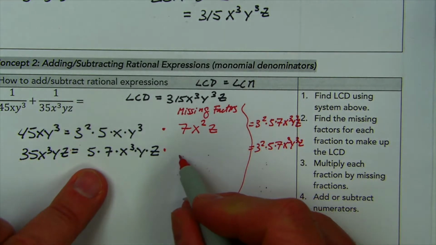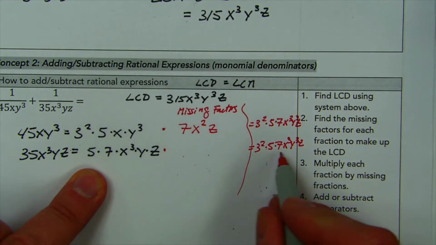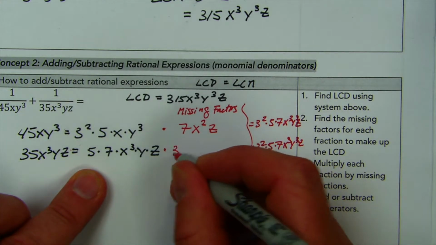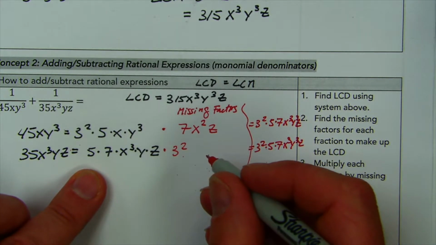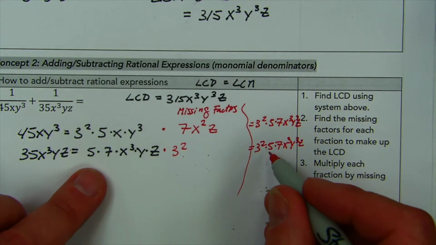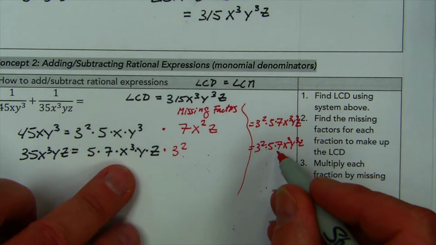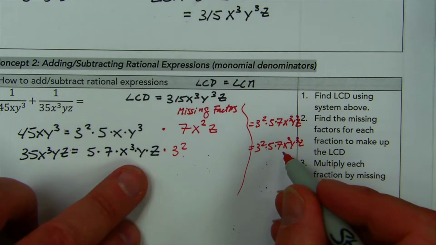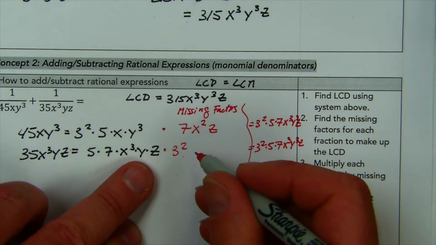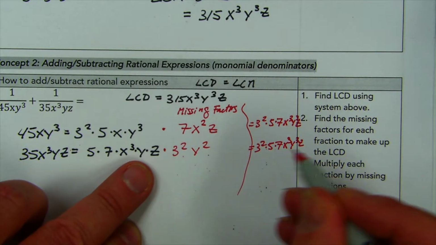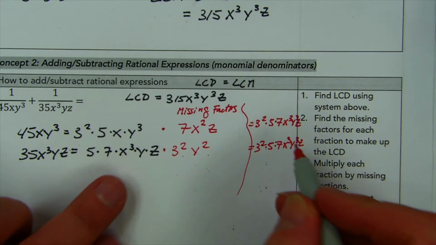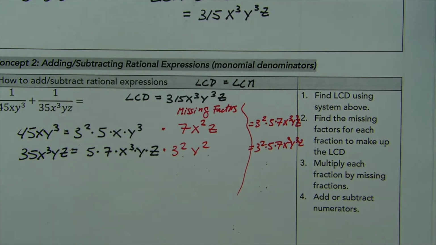All right, this one. What am I missing in that one to have it look just like this one? Well, I'm missing a 3 squared. I'm not missing a 5. I have a 5, I have a 7, I have an x cubed. I have a y, and I need a y squared. And I have a z. So y times y squared is going to be y cubed. Okay, that part's good.